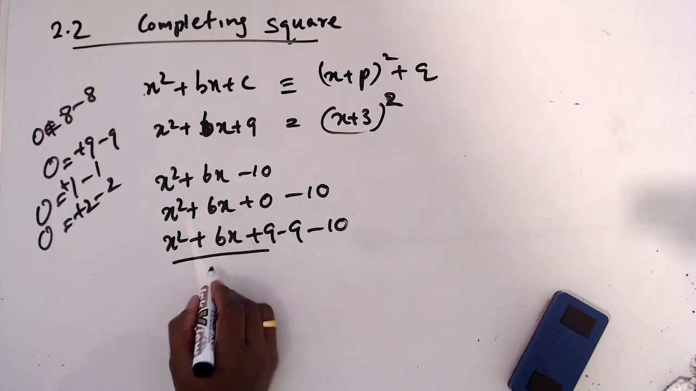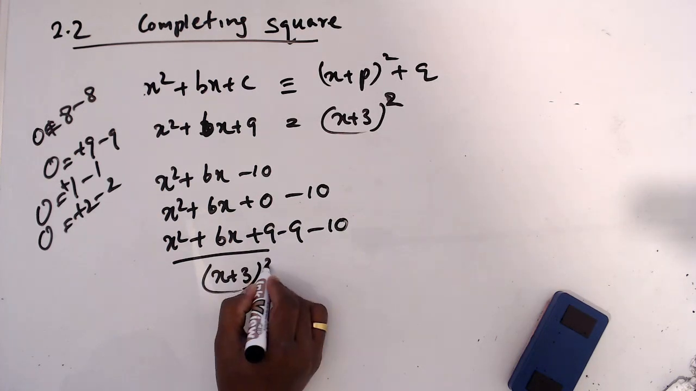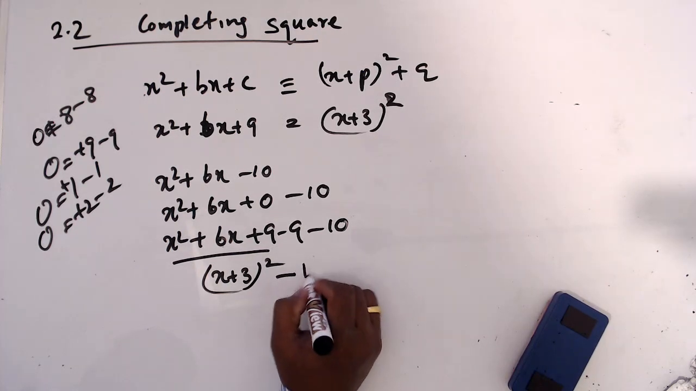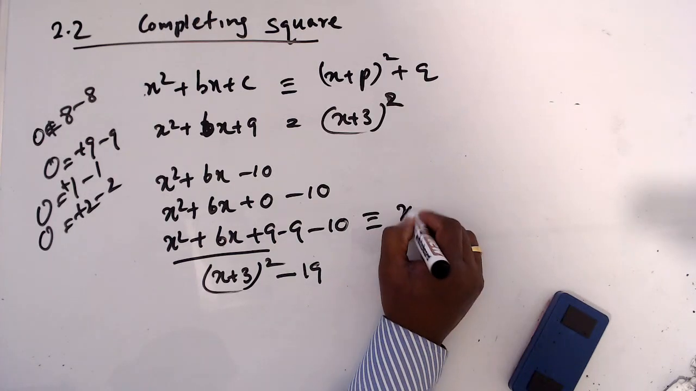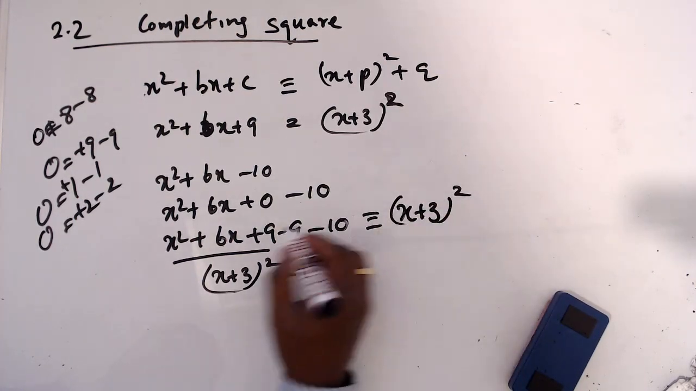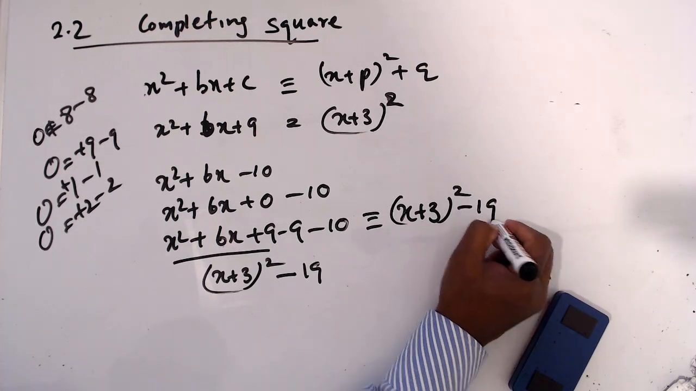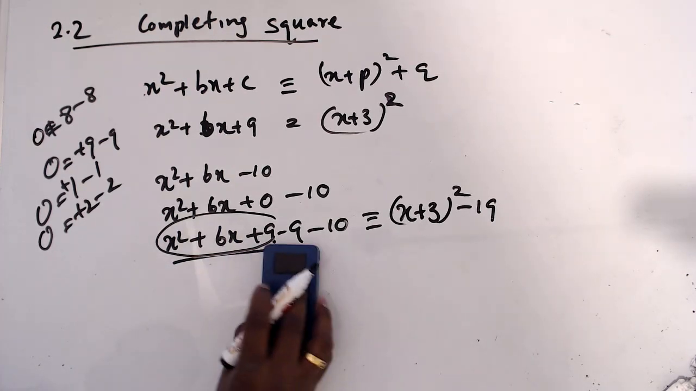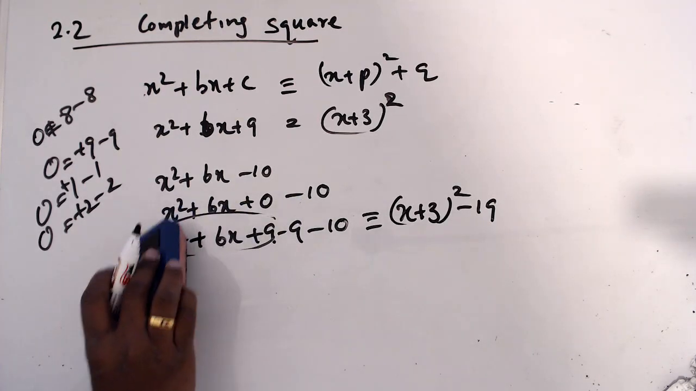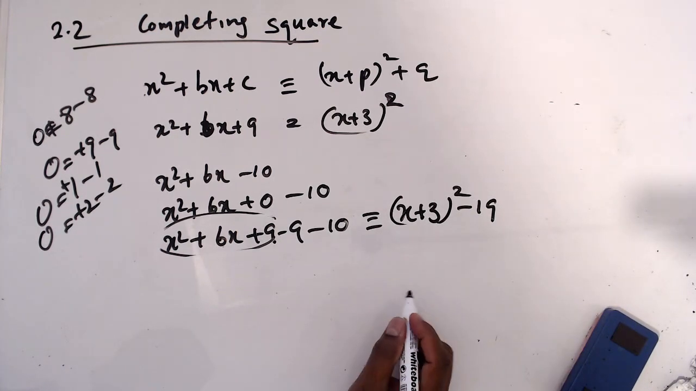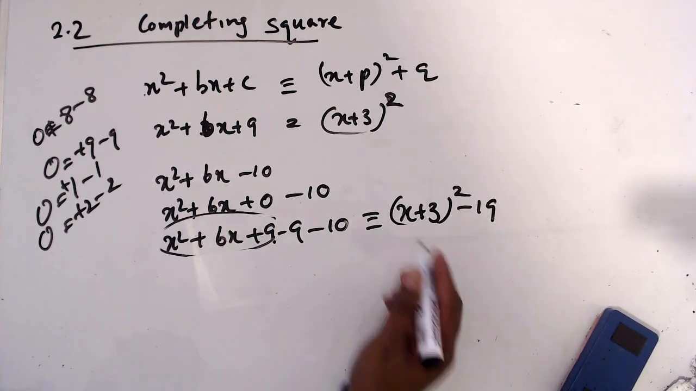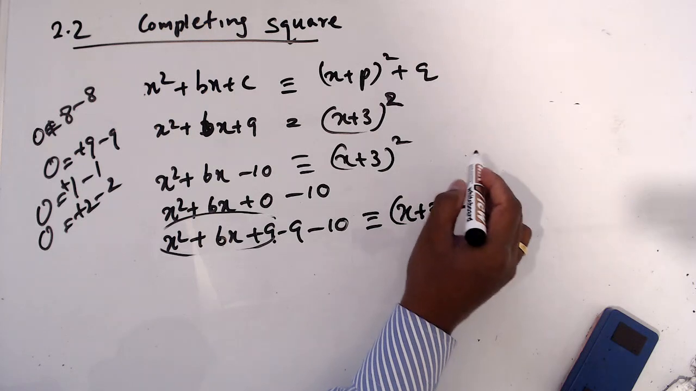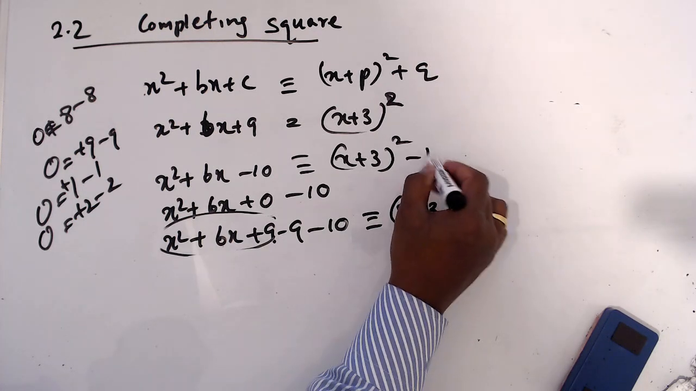Now I happily know that this is going to be (x plus 3) squared, and this is going to be minus 19. So I'll write here, this is (x plus 3) squared, minus 10 minus 9. So this is all (x plus 3) squared and minus 19. Actually, I'll write here (x plus 3) squared minus 19.